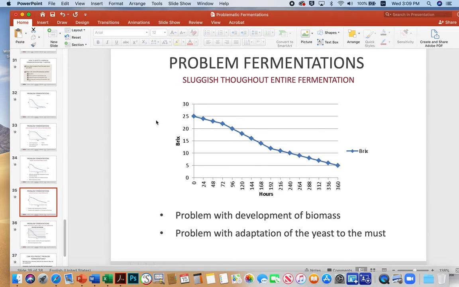Here's one where it's just sluggish throughout the entire fermentation. Again, something happens where there's a problem with the development of biomass. And basically what that means is the microbes are probably missing some essential growth factors, and they just can't reach a high population density. And they certainly have a difficult time adapting to the must itself. Something's missing, or some proportion of nutrients isn't quite right.